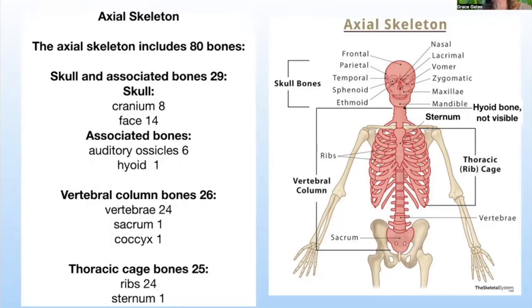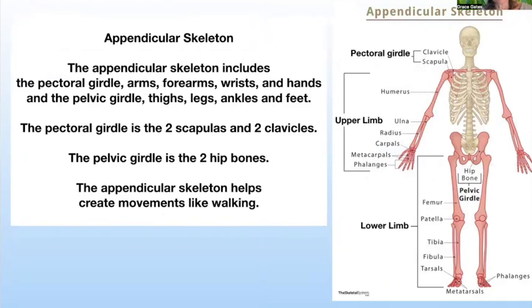Okay, so the rundown is there are 80 bones in the axial skeleton. The skull and associated bones have 29 bones. The vertebral column has 26 bones. The thoracic cage has 25 bones. And you can look at how those are broken up. The appendicular skeleton includes the pectoral girdle, the arms, the forearms, the wrists and hands, and the pelvic girdle, which is the hip bones. The appendicular skeleton helps create movements like walking.